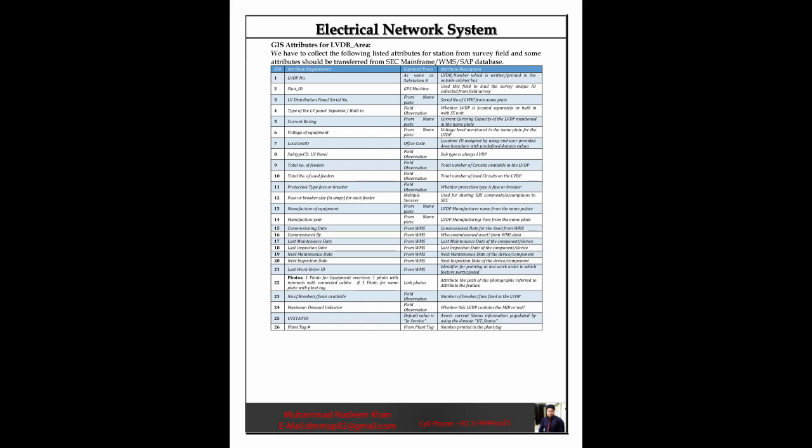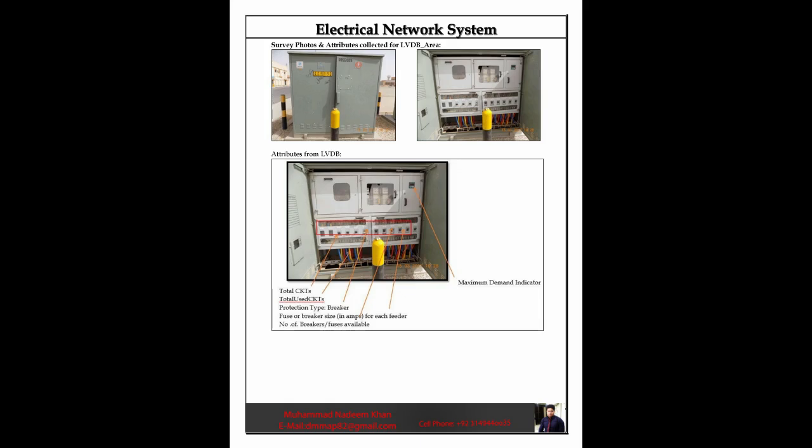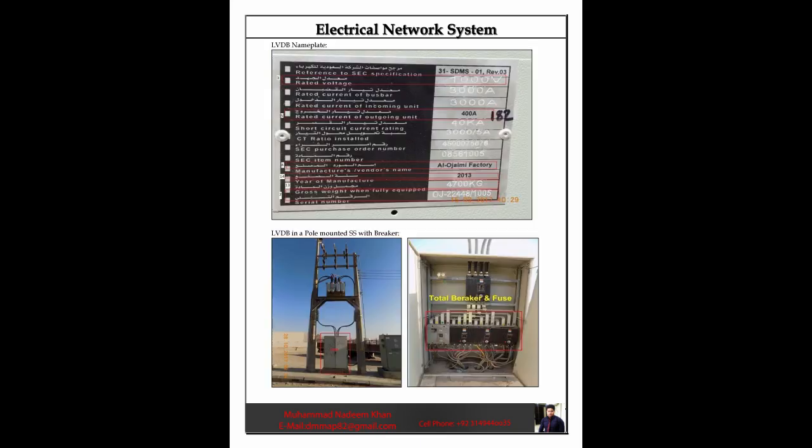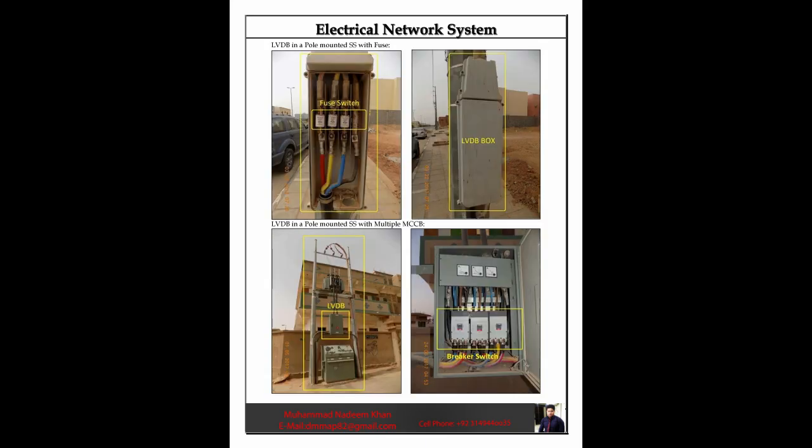GIS attributes for LVDB_area. We have to collect the following listed attributes for station from survey field, and some attributes should be transferred from SEC mainframe/WMS/SAP database. Survey photos and attributes collected for LVDB_area. Attributes from LVDB. LVDB nameplate. LVDB in a pole-mounted SS with breaker. LVDB in a pole-mounted SS with fuse. LVDB in a pole-mounted SS with multiple MCCB.